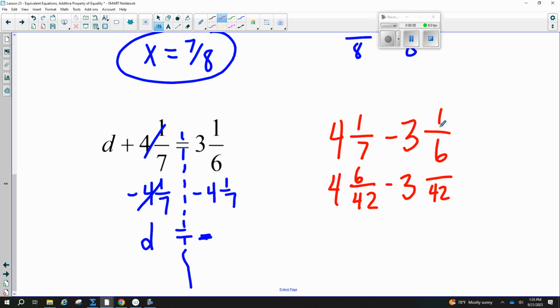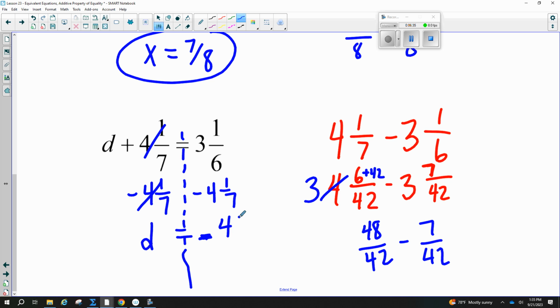I do need to borrow from the 4. To make that a 3, I'm going to have to add 42 over 42 right there. Add that whole piece. So now I have 3 minus 3. The whole numbers cancel each other out. Right here, I have 6 plus 42, that would be 48 over 42 minus 7 over 42. So we get 41 over 42, but my answer is negative because originally the one that was bigger was negative. So the negatives won the war. All right, you guys, let's try some whiteboards.